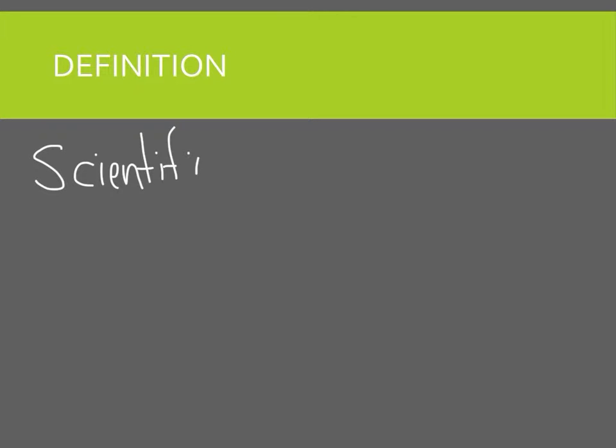Scientific notation. Alright. Scientific notation is a method of writing a number as a product of a number greater than or equal to 1 but less than 10 and a power of 10. Let me show you what I mean.